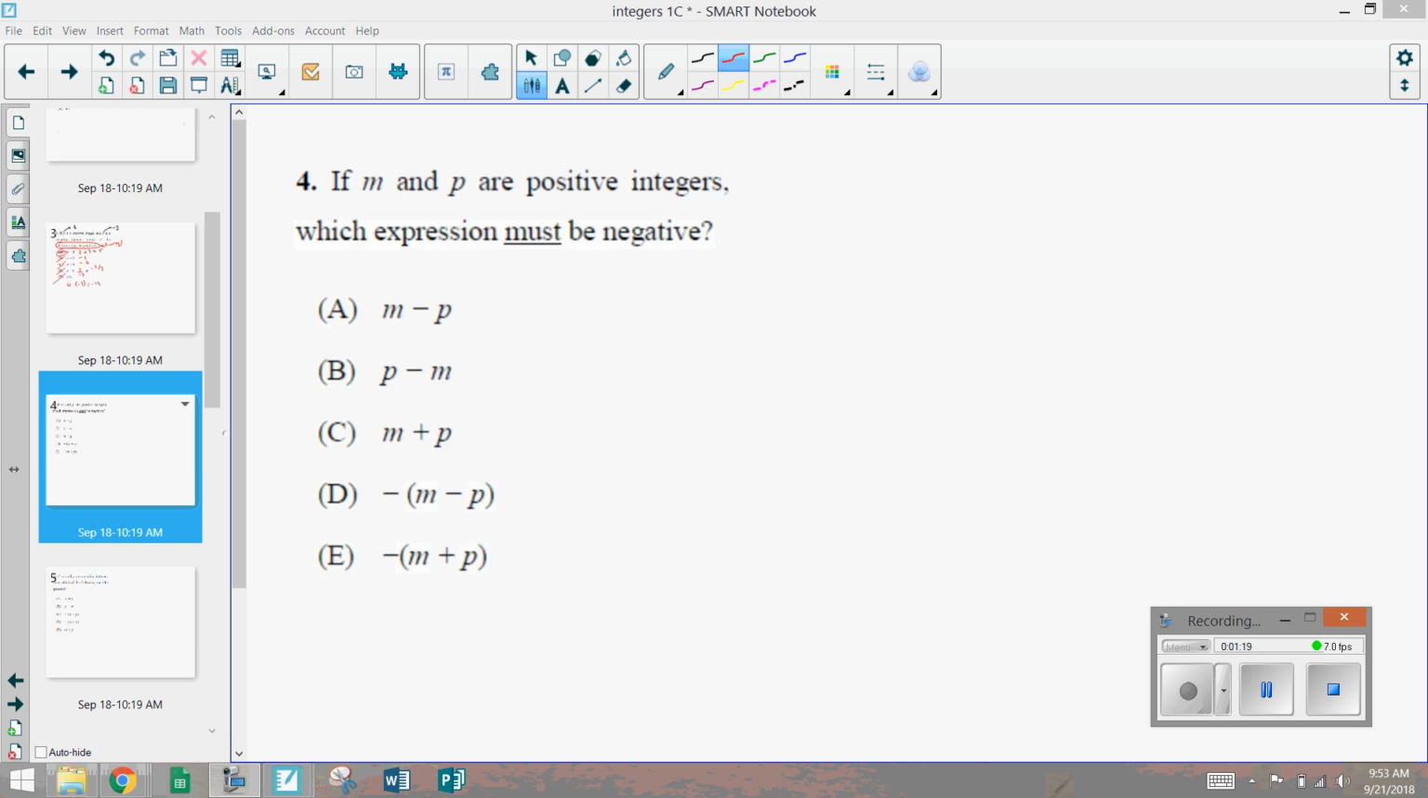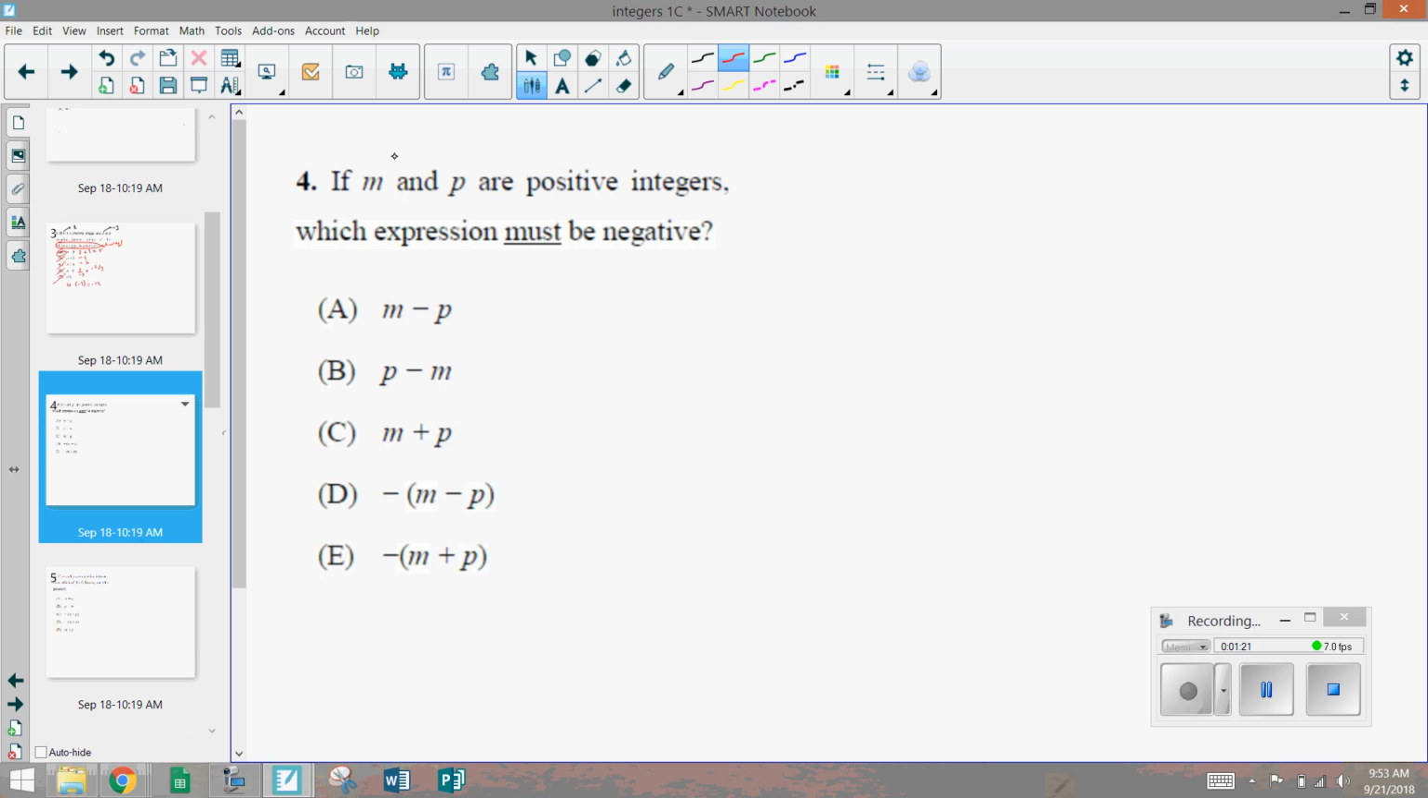Okay, what is M gonna be? So what is P gonna be? Okay, so let's try. Circle the question. Must be negative in this case. Always negative. M minus P is equal to 1. So this is positive.